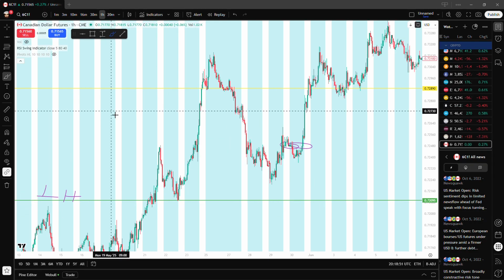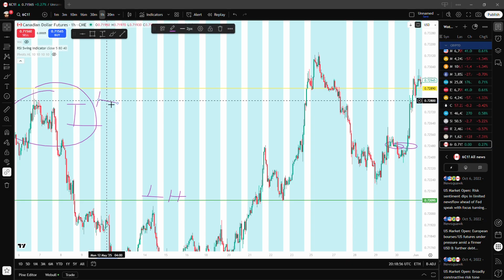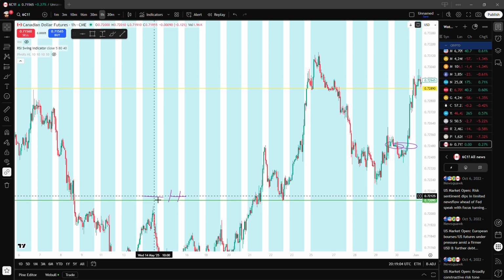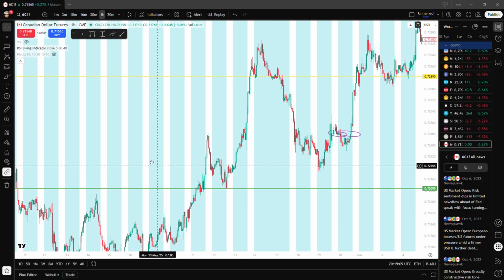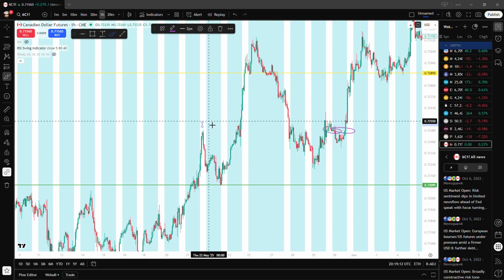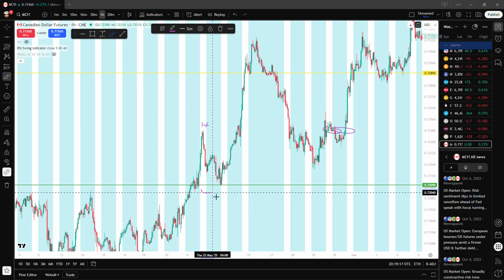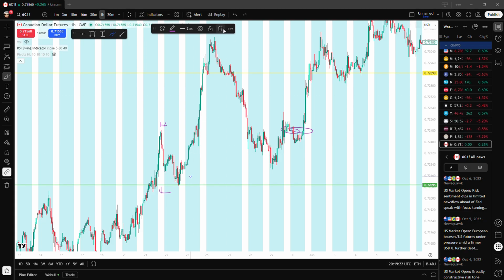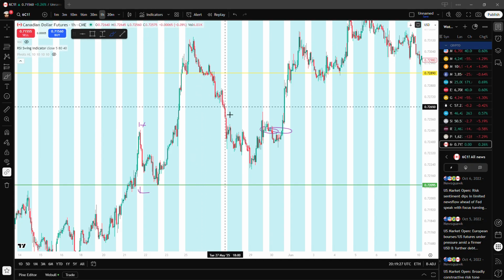And over here, and over here is our high. Right here is our low. Never ends up breaking the low. Goes up, breaks that high. Indication.